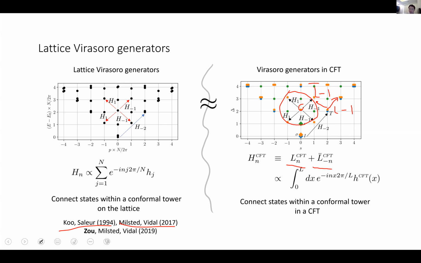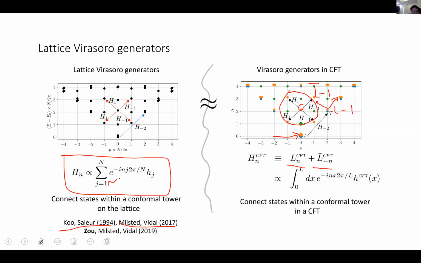Of course, at the base of the whole thing, there's a primary state, and the primary state will connect to all the descendant states up, but it cannot be lowered by this Virasoro generator. So it is the base of the tower. And what we did, and also what Ku and Seller did, is that they proposed this lattice Virasoro generators. So you just need to take the Fourier mode of the Hamiltonian.